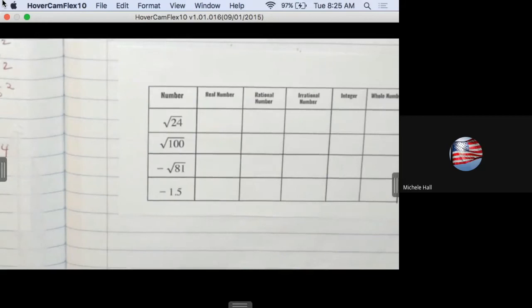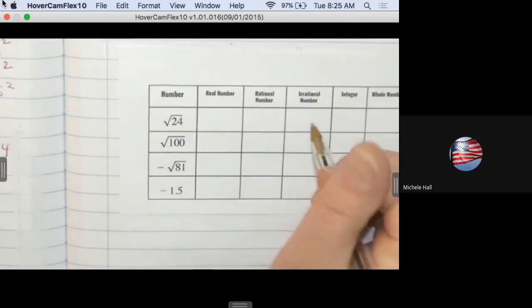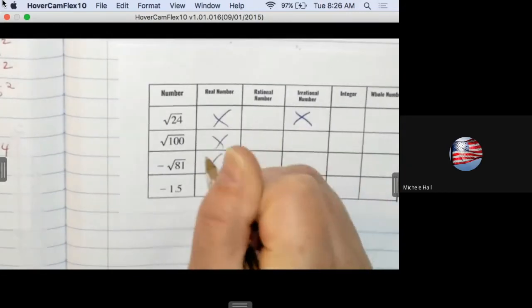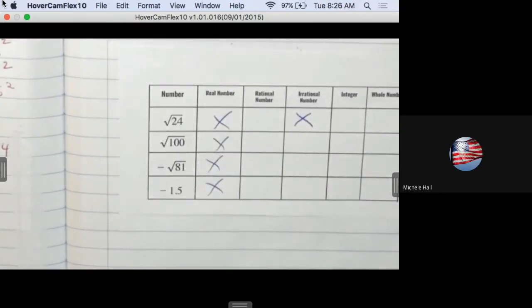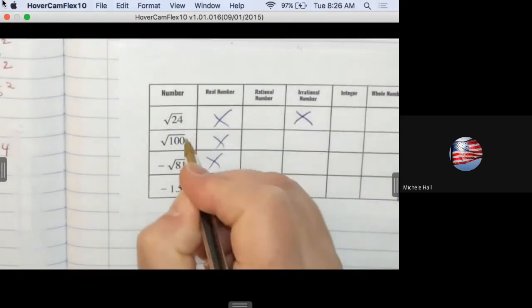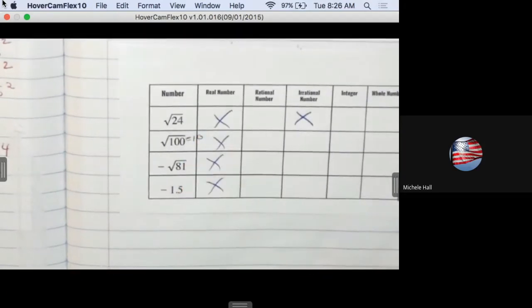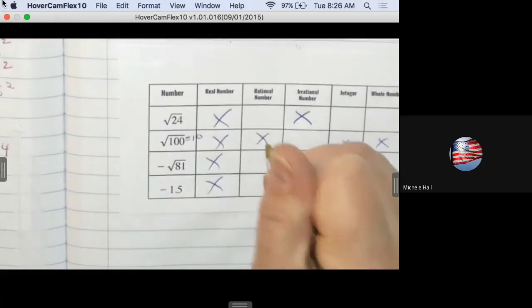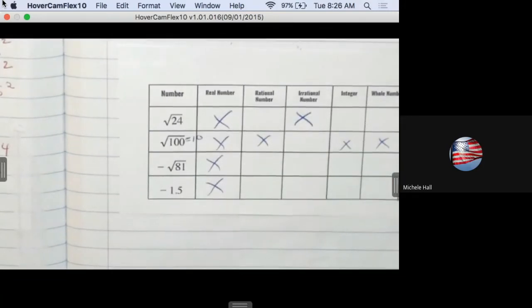Alrighty then. So the square root of 24 is not a perfect square. That would make it irrational. And I'm going to go like this because I know they're all real numbers. Now this equals 10. You got to make sure you reduce it if it can. So I'm looking for 10. That means whole numbers, integers, rational and real.